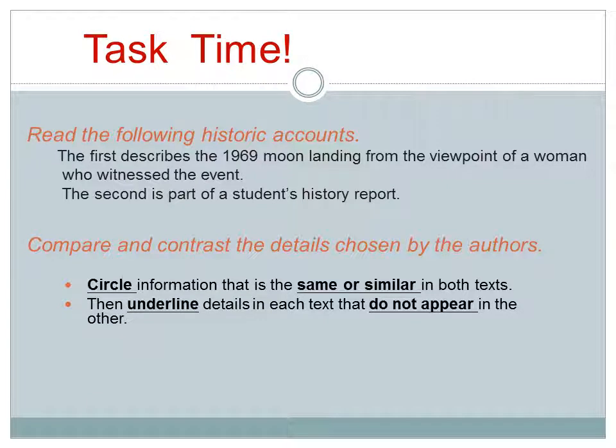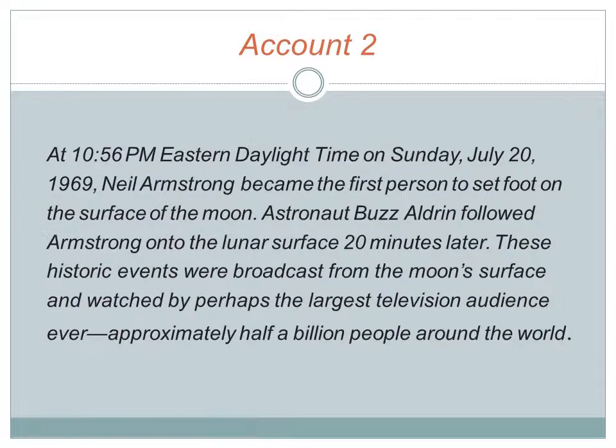You have to read the following historic accounts and then circle information that is similar in the text and then underline details in each text that do not appear. I'll give you 5 minutes to read it and maybe make notes on the piece of paper that you have.